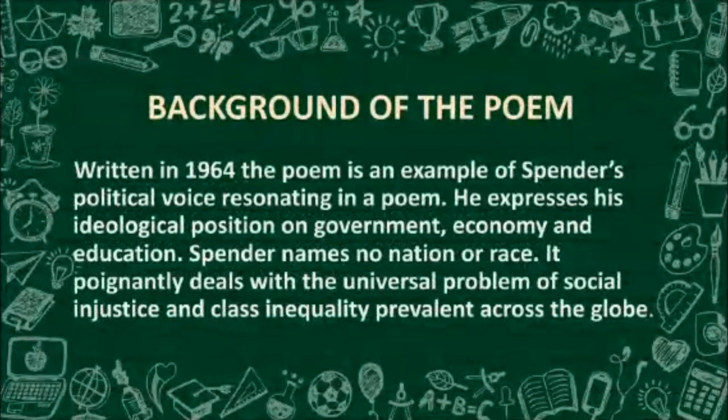Let us have a brief idea of the background of the poem. Written in 1964, the poem is an example of Spender's political voice resonating in it. He expresses his ideological position on government, economy, and education. Spender names no nation or race. This is the chief feature of this poem: although he discusses the poor children of slum areas and describes their condition, he doesn't mention the name of any nation.